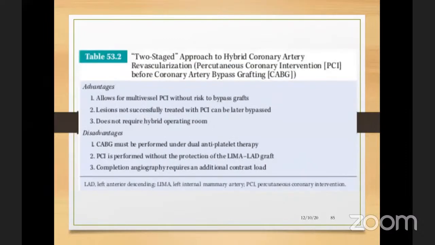The advantage of the two-stage approach starting with PCI is allowing for multi-vessel PCI without risk to the bypass graft. A lesion not successfully treated with PCI can be bypassed later, and there is no need for a hybrid operating room. The disadvantages are that the CABG must be performed under dual antiplatelet therapy, and the PCI is performed without the protection of the LIMA to LAD graft.